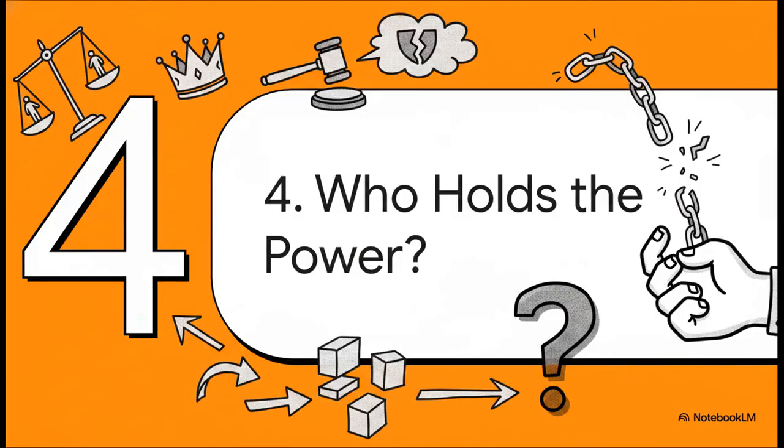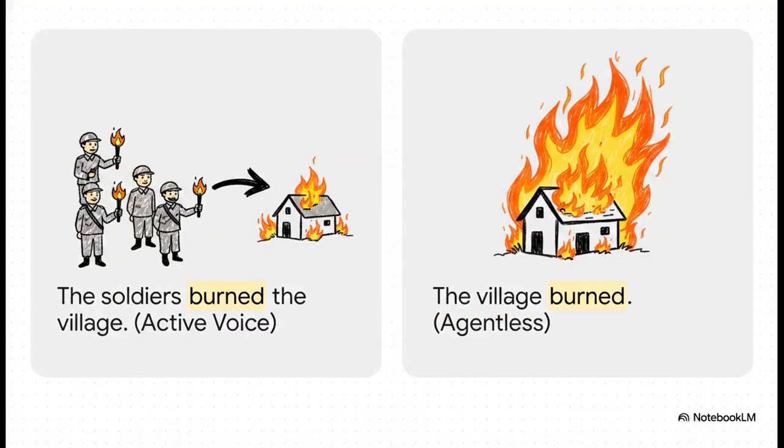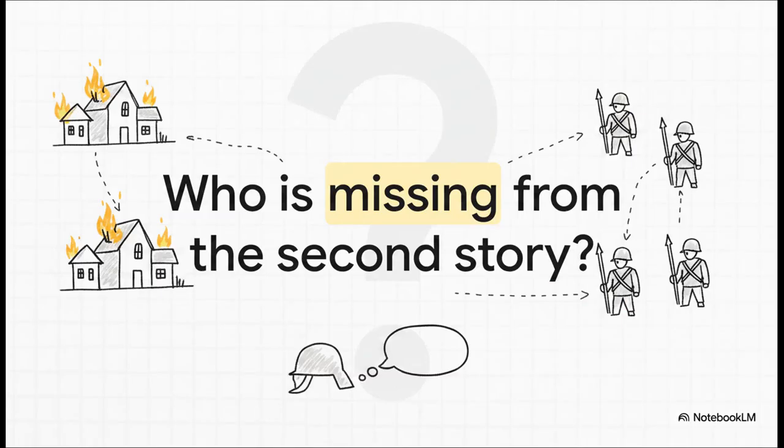Okay, so we've got these different ways to build sentences. So what? Why does it matter? Well, this is where it gets really important. Let's look at how these choices are used out there in the real world to shape how we see power, agency, and blame. Let's go back to another comparison. On the one hand, the soldiers burned the village, and on the other, the village burned. Once again, same physical event, but the grammar creates two totally different realities. The first is a clear intentional action with a very obvious actor. But that second version, the village burned, again, it frames it as something that just happened.